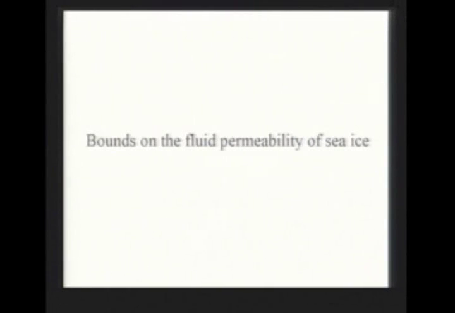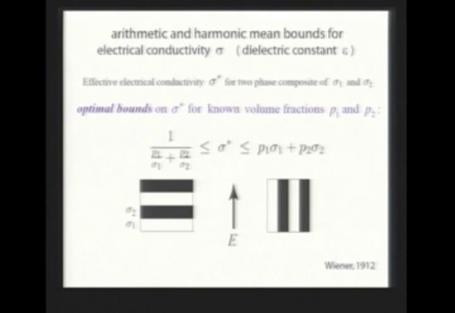So first, a few words about bounds on the permeability. I've spent a lot of time in my career getting bounds on effective electromagnetic properties of composites. The simplest example is so-called arithmetic and harmonic mean bounds for the electrical conductivity of a two-phase composite of conductivity sigma 1 and sigma 2 in the volume fractions P1 and P2.